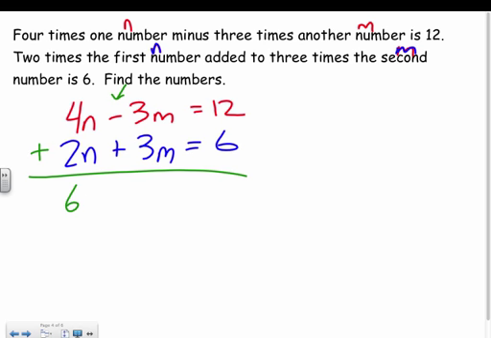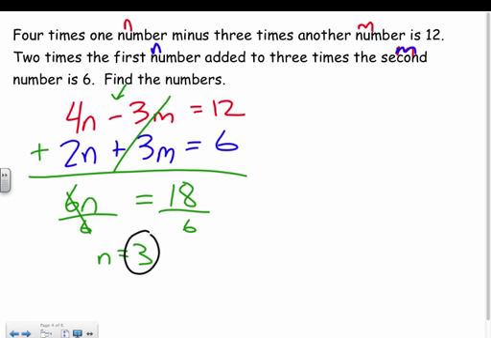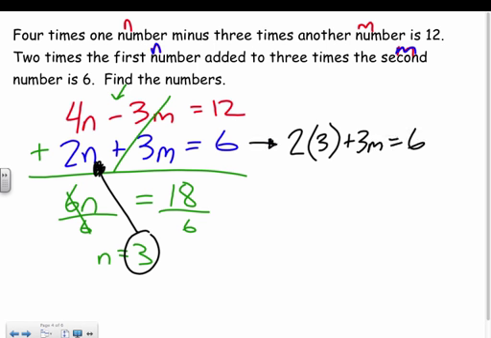So 4n plus 2n is 6n. These cancel each other. Bring my equal sign down. 12 plus 6 is 18. And divide by 6, and we end up with 3. n is 3. Well, I got to plug back in to solve for m. So I'm going to go ahead and plug this into my second equation. Doesn't matter which one. And we'll bring this over to the right side here. So 2n, which I said is 3, plus 3m equals 6. Just bringing that over, just putting in 3 for n.